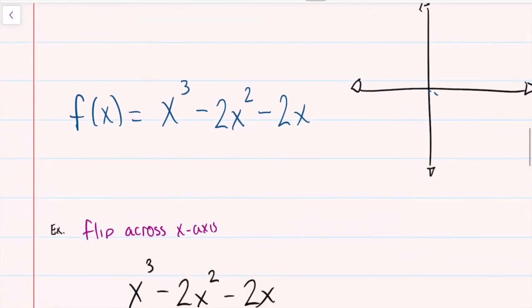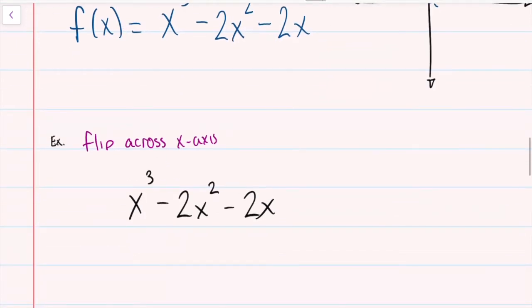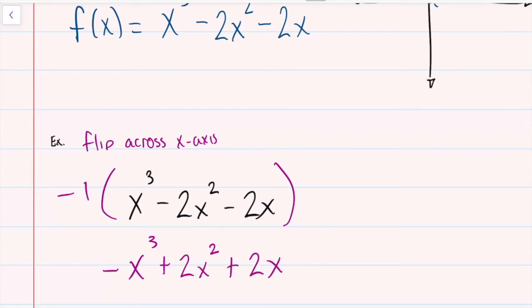So look at this example. They gave you x cubed minus 2x squared minus 2x. Well, if we want to get this to flip across the x-axis, all we do is multiply everything by a -1. Look what's going to happen. That's going to be negative x cubed. Negative times a negative, that will be a positive 2x squared. And this will be a positive 2x. Essentially, you're just changing the sign of every term.